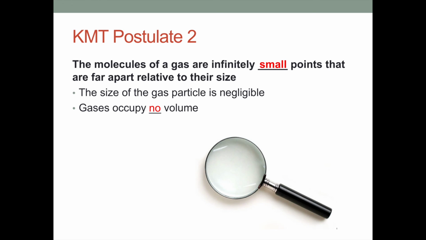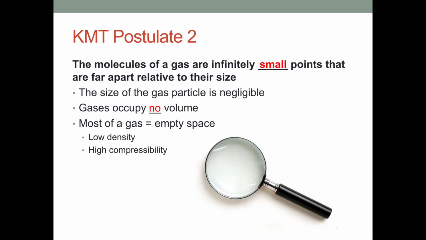I want to remind you, these postulates describe ideal gases that simplify real behavior. They do not exist. It's just a simplification. So we can infer that for a real gas, it is mostly empty space. And so real gases have very low density and high compressibility. We're going to talk about those later.